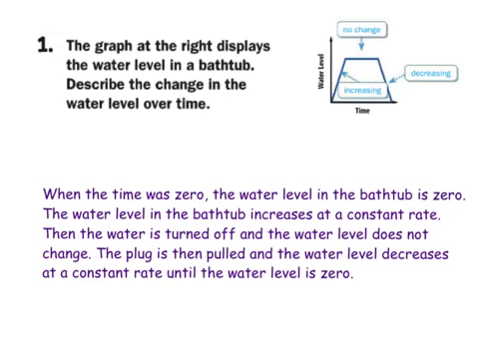Okay, so one might write this story. When the time was 0, so right here, the water in the bathtub was 0, so the water level was 0. The water level in the bathtub increased. You're making it very specific. You're not using the word "it." The water level in the bathtub increased at a constant rate. We know it's a constant rate because it's going up, so the slope is the same, so the same rate. Then the water is turned off and the water level does not change. Then the plug is pulled and the water level decreases at a constant rate until the water level is 0.